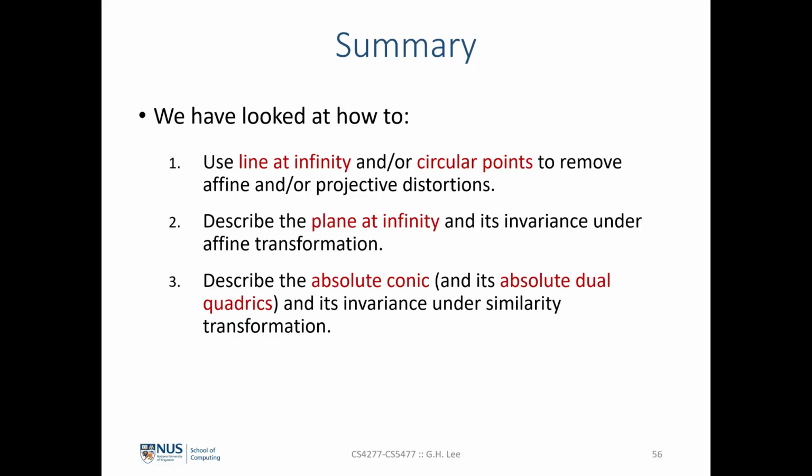So in summary, we have looked at how to use the line at infinity and the circular points to remove affine and projective distortion. Then we have looked at how to describe the plane at infinity and its invariance under affine transformation. Finally, we described the absolute conic and its dual quadric and their invariances under similarity transform.